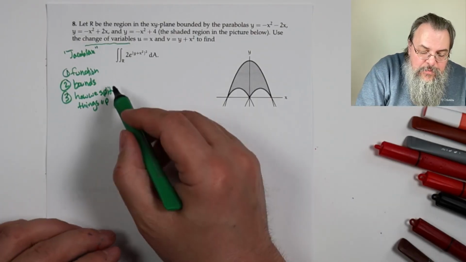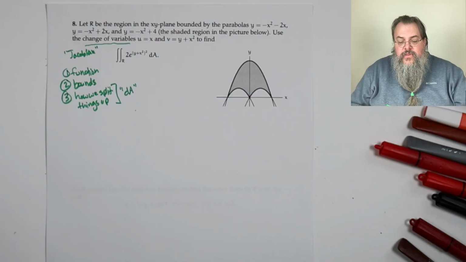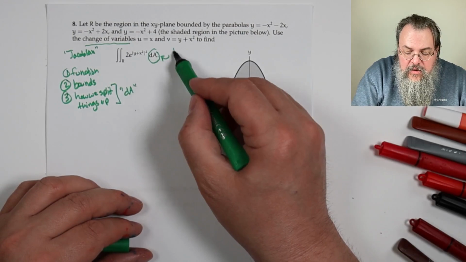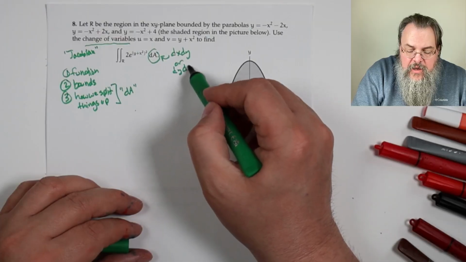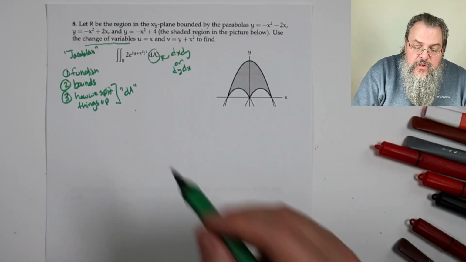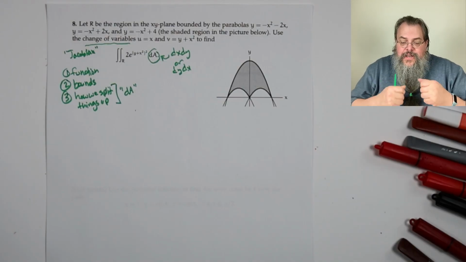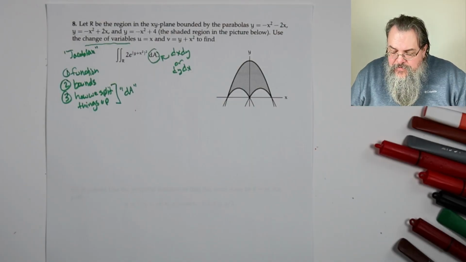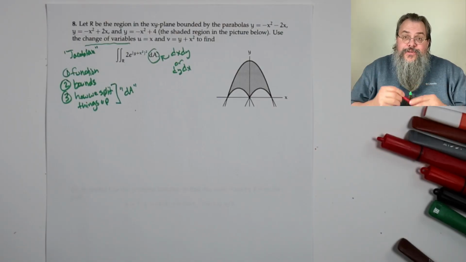And so this part right here, this is in some sense the dA. So currently, as stated, this dA looks like dx dy or dy dx. That's what we currently have. We're going to switch to new variables, u and v. So the question is, how does dx dy and dy dx relate to du dv and dv du? And to answer that question, we're going to use the Jacobian.